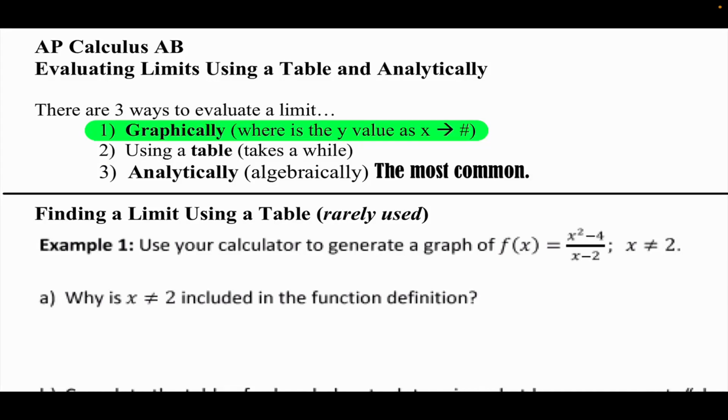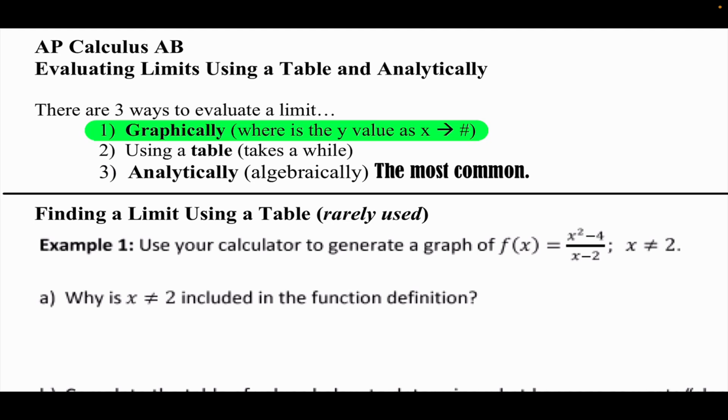So we're still talking about evaluating limits, right? We did that. You guys did that on Thursday and Friday. You did it with a graph, right? They gave you a graph, they gave you a picture, and you evaluate it. We're going to do the exact same thing, except we're going to use the other two methods.